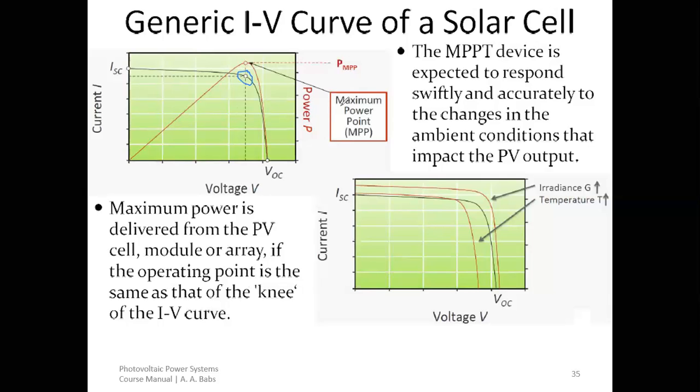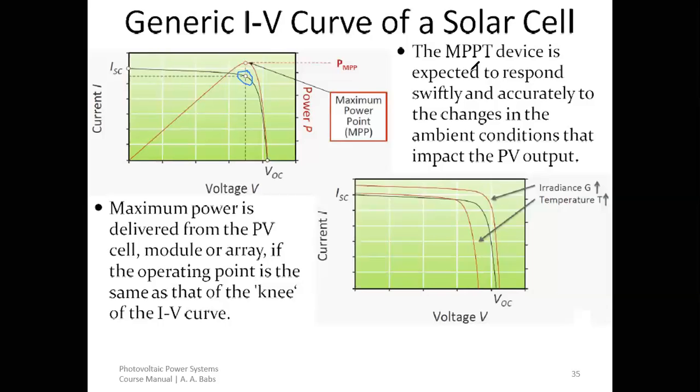There is need to deploy maximum power point tracking. The maximum power point tracker is a device that is expected to respond swiftly when there are changes in the climatic or ambient conditions that impact the PV output. It is possible that there is variation in the solar radiation, variation in temperature, or variations in other ambient or environmental conditions.